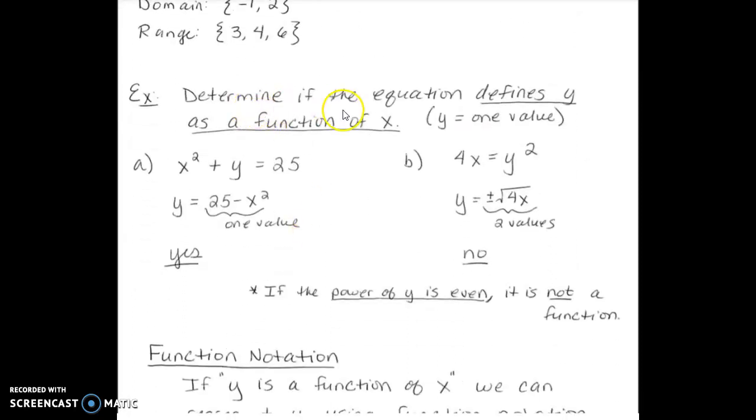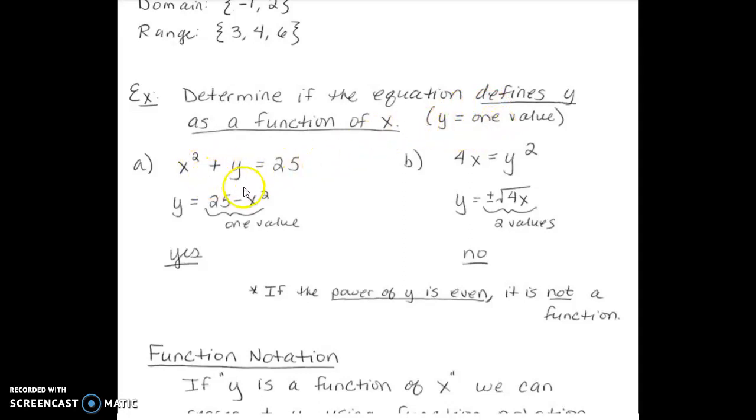Our next example says determine if the equation defines y as a function of x. So not from a set of ordered pairs, but given an equation. Again, we're looking for: does y equal one x value? So each x gets paired with one y. If we're wanting to know if it defines y as a function of x, we solve for y, and if it equals one result, then that means it's a function.